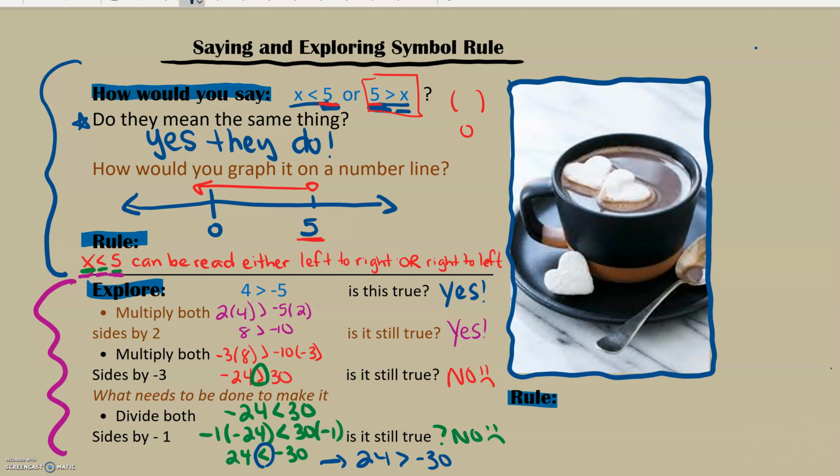So now that you see that pattern in that exploration, what kind of rule can you come up with to explain it? Again, go ahead and pause your video, write that rule down. When you're ready, I want you to see how I write it, and you can adjust yours accordingly. So the way I like to phrase that is that when you multiply or divide both sides of an inequality by a negative, then you have to flip the symbol. You have to flip that inequality symbol. And the reason why you have to flip it is to make that statement true.